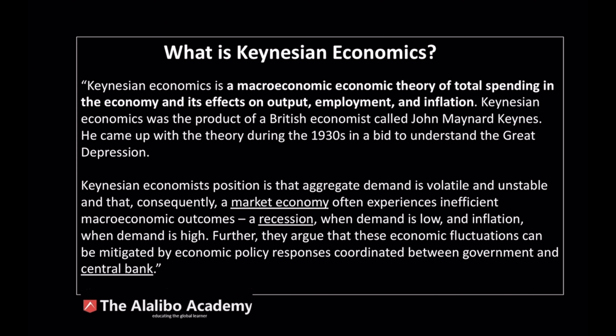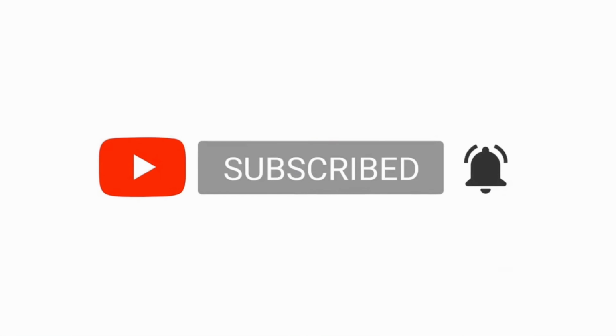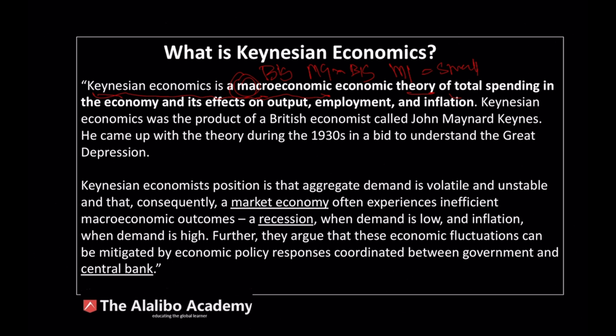Now, it says Keynesian economics, right? So let's define this concept. Keynesian economics is a macro, so MA is big, right? Don't forget, let's put that here: MA equals big, and MI, micro, equals small. So Keynesian economics is a macroeconomic theory of total spending. Very important points here. Please take note of each of these words. Total spending in the economy and its effects on output, right?